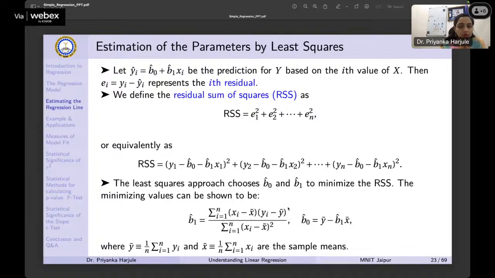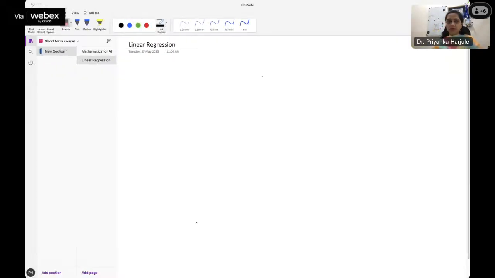Okay, so when you do that, what do you get? You get the value for b1 cap. Okay, so mathematically, if you want, I can write it down for you.